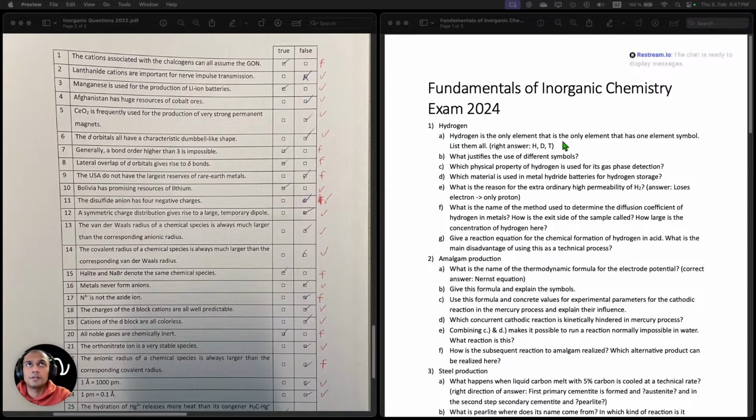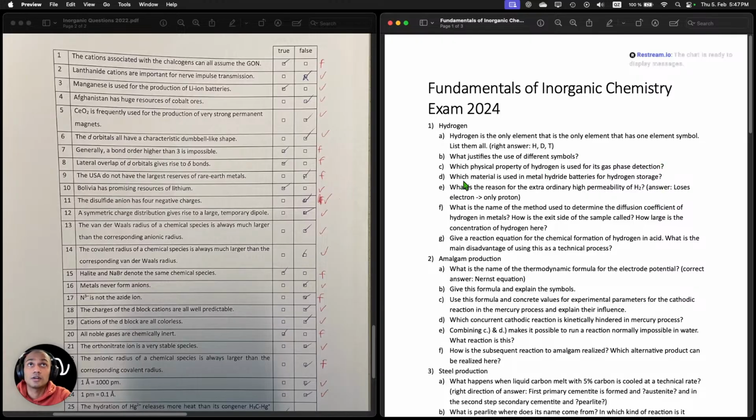Hydrogen is the only element that has more than one element symbol. List them all. Right answer: H, D, T. What? What do you even mean? What justifies the use of different symbols? Which physical property of the hydrogen is used for its gas phase detection?